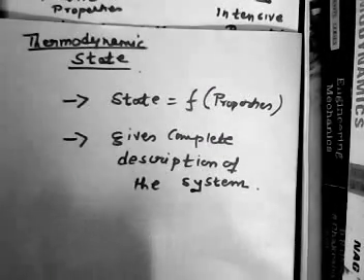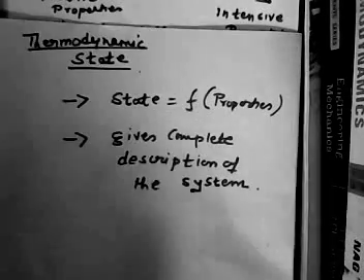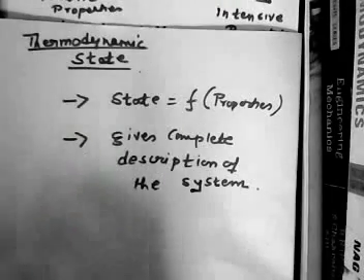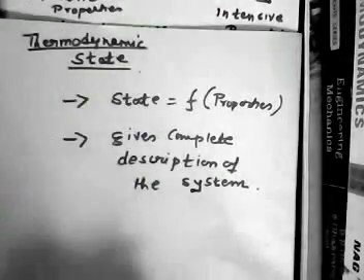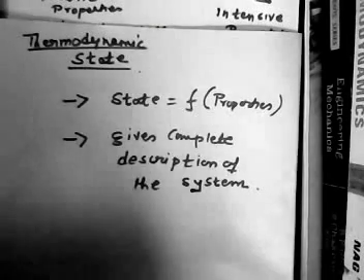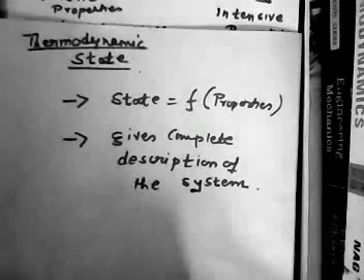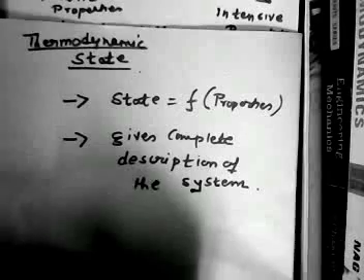Another thing which is very important is the thermodynamic state. We initially said that the specific characteristics basically identify the system. So what do we mean by the state of the system? The state is basically a function of properties. That means these properties denote the state of a system, and it gives a complete description of the system.